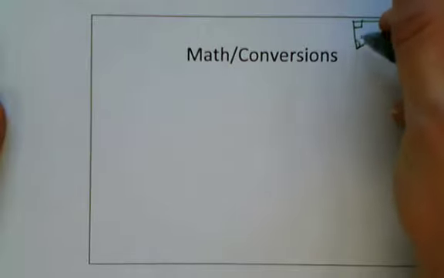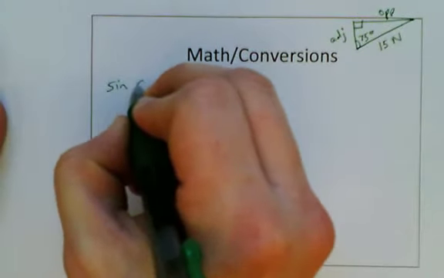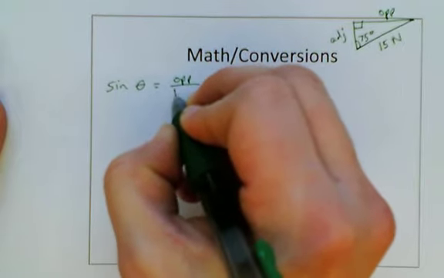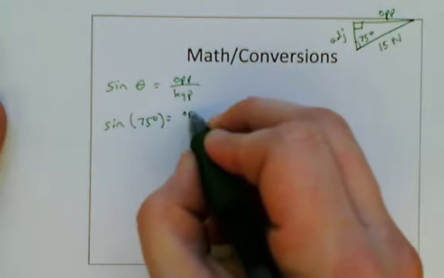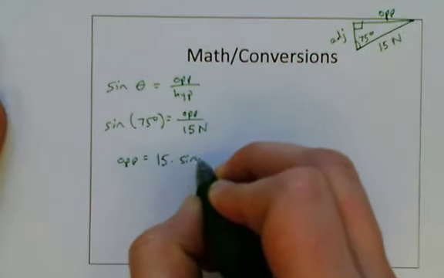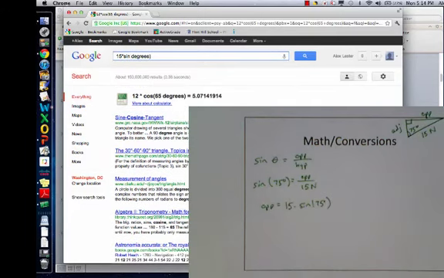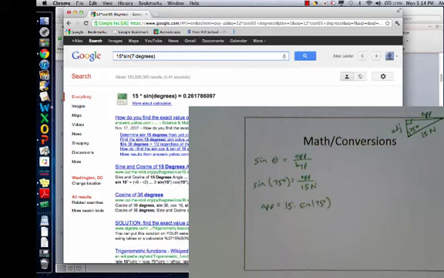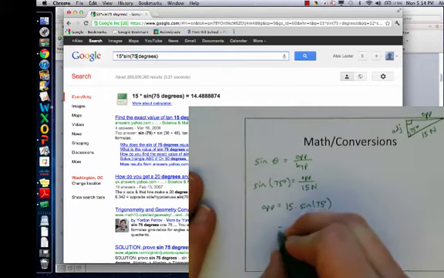So again, we have a 75 degree angle with a 15 newton hypotenuse, and we're looking for the opposite side and the adjacent side. First we can use sine. Sine theta equals opposite over hypotenuse, and plug in what we know. The angle is 75 degrees, the opposite side is unknown, and the hypotenuse is 15 newtons. So the opposite side is 15 times sine of 75 degrees. We can plug that in. And we get 14.49 newtons.